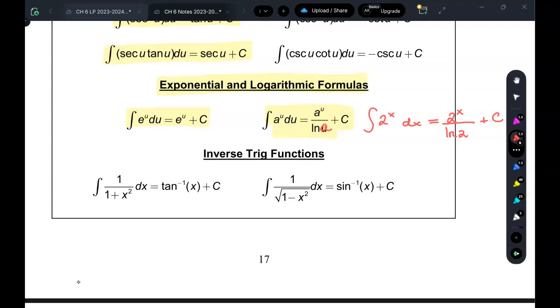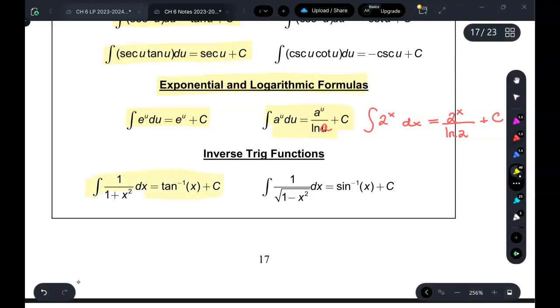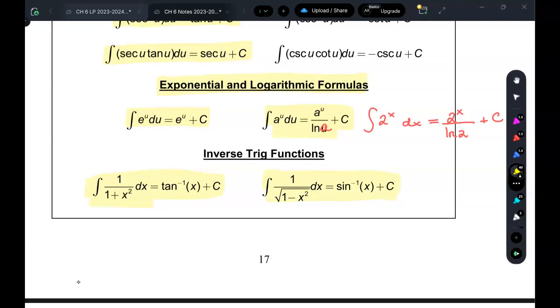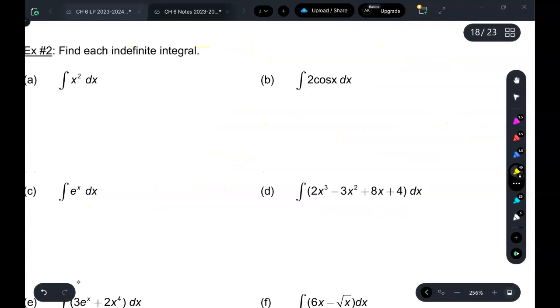Okay, and then remember the derivative for tangent inverse is 1 over 1 plus x squared. So the antiderivative of 1 over 1 plus x squared is tangent inverse of x. And then sine inverse, right? So working backwards. Okay, good. Questions? All right.